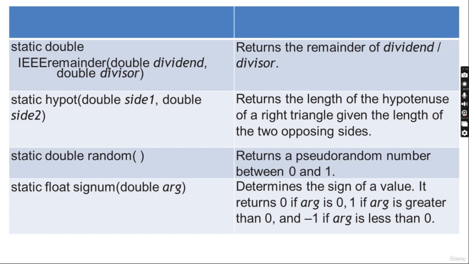Static double hypot(double side1, double side2) returns the length of the hypotenuse of a right angle triangle given the lengths of the two opposite sides. So if you want to know the hypotenuse, you will use this method. Static double random() returns a pseudo-random number between 0 and 1.